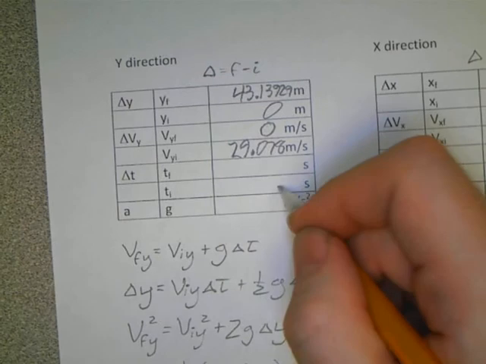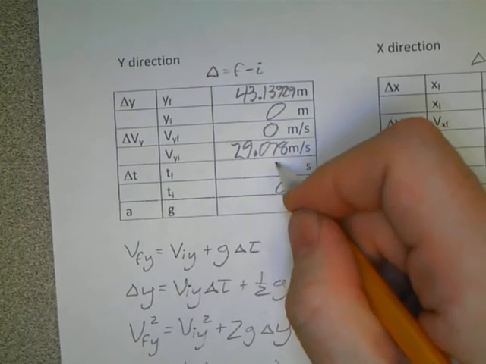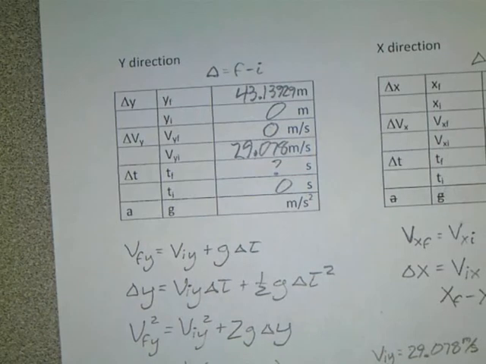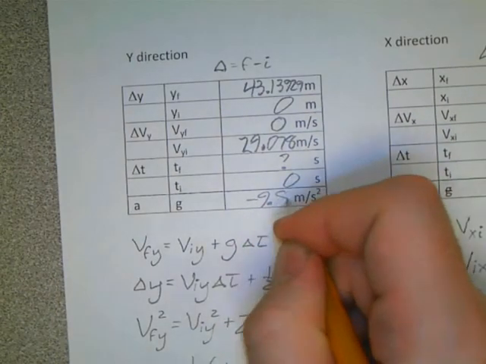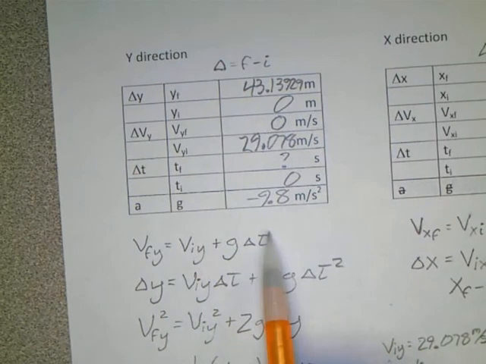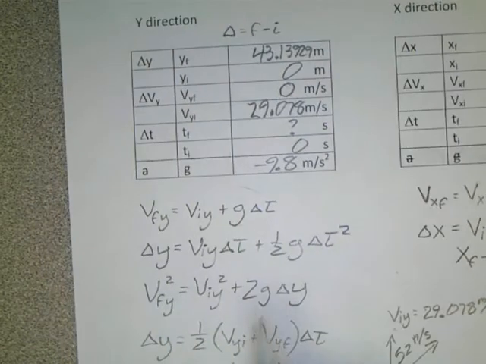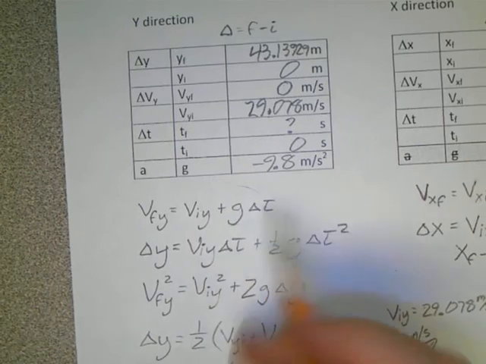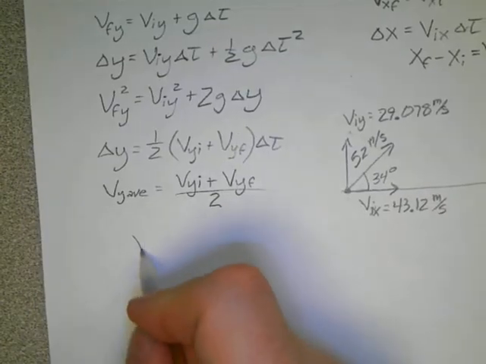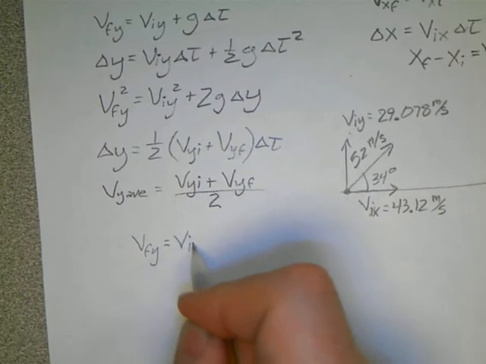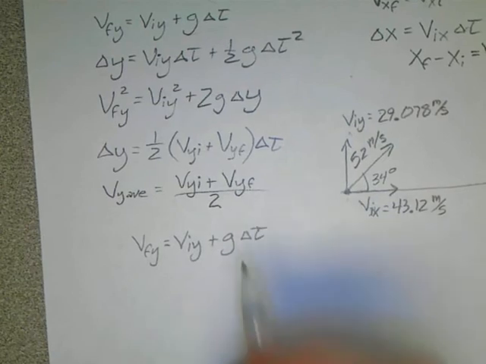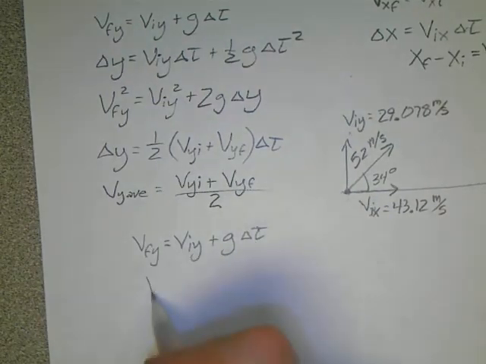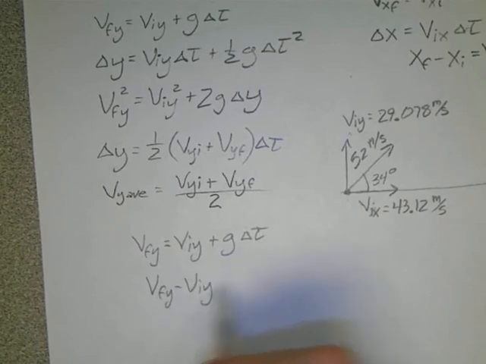Start the timer at 0. I'm going to find the amount of time it takes to get up to the top. Okay, so going through my list of equations, gravity is 9.8. Probably the top one here is the simplest to get time, so I'm going to take that one. Final velocity in the y is initial velocity in the y plus gravity times time. And solve for time: subtract off initial velocity in the y and divide by gravity.